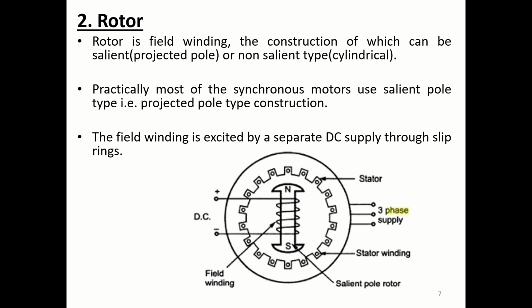Then the rotor. The rotor is made up of field winding, and here we supply DC. The rotor is made in two different constructions: either salient pole or non-salient pole. Salient poles refer to projected poles, as you can see here. Cylindrical means the entire rotor is in a cylindrical format. In most cases we use salient pole instead of non-salient. This rotor is excited with a separate DC supply.